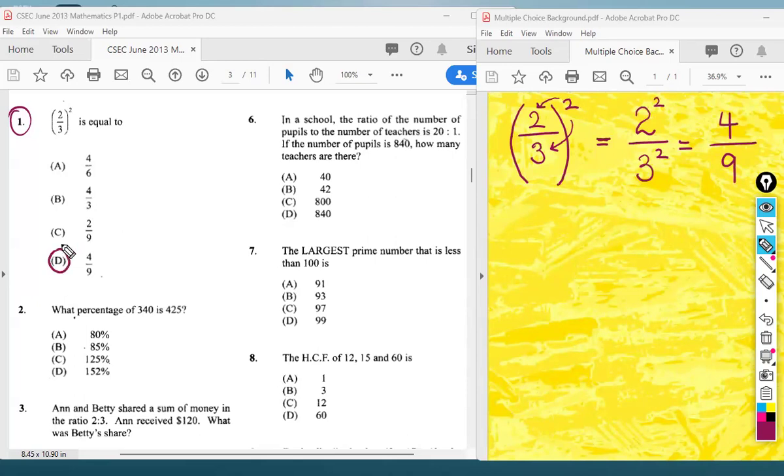Now, like I said, it's not just about doing the questions. It's about making the questions or altering some questions to make them a little bit harder. So it seems that when you have a divide, because a fraction is really a divide, this is really 2 divided by 3, right? The squared belongs to everybody.